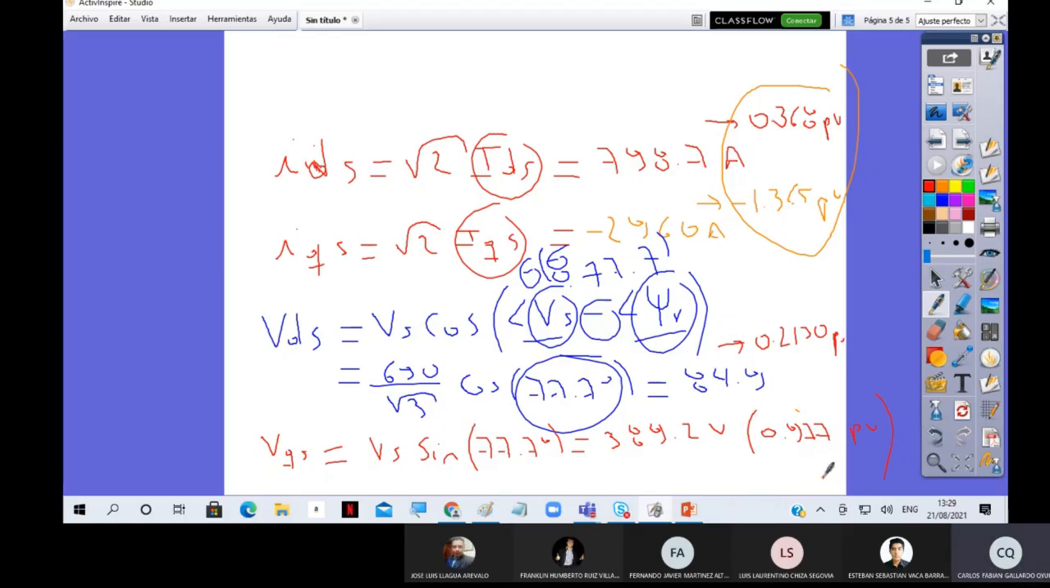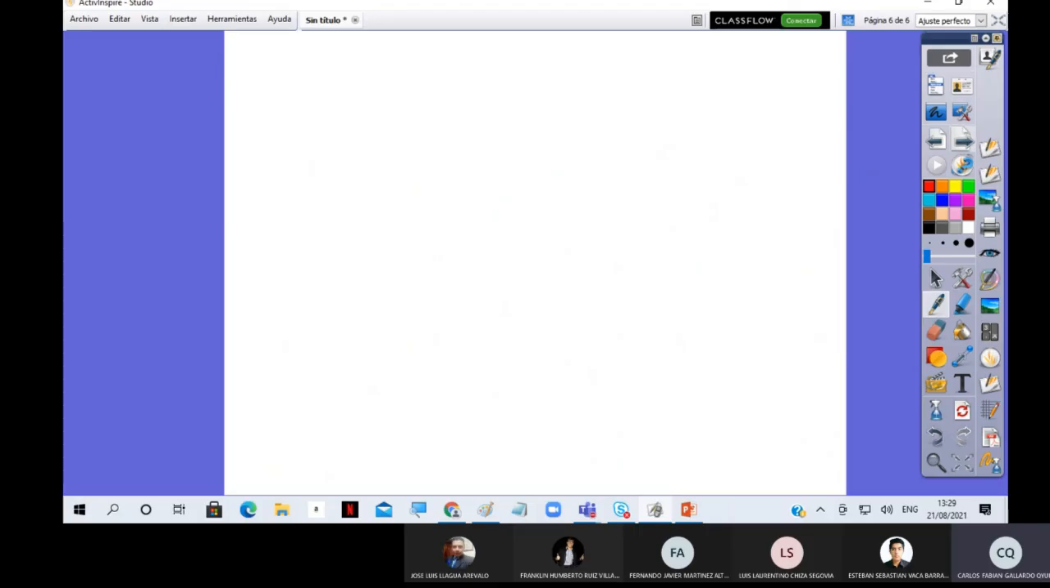But in spite of the fact that the problem is not asking me to plot the phasor diagram, I want to plot the phasor diagram. So let's start with the stator voltage. This is the reference. In per unit values it is 1, and because it is the reference, 0 degrees.